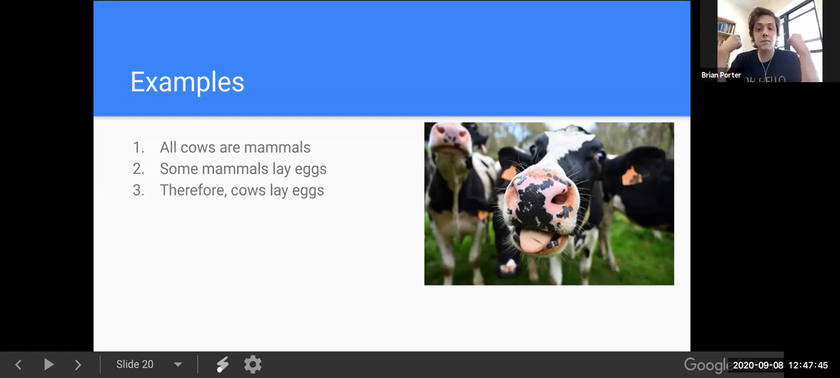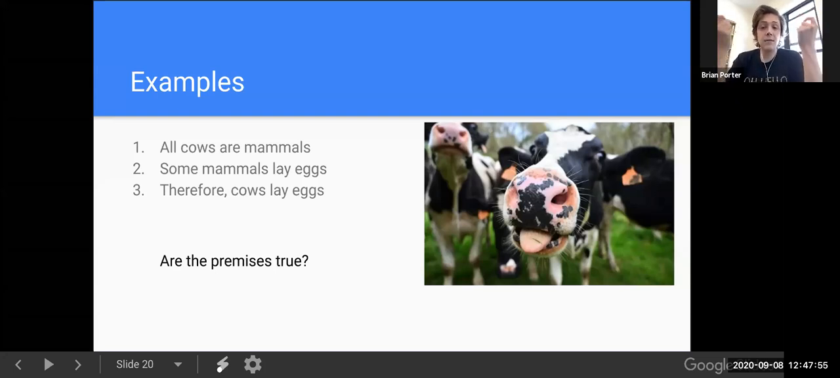So let's look at those two questions that we ask for arguments. First question, are the premises true? Well, yeah. All cows are mammals. That's true. A cow is just a kind of mammal. So all cows are mammals. So premise one is true.